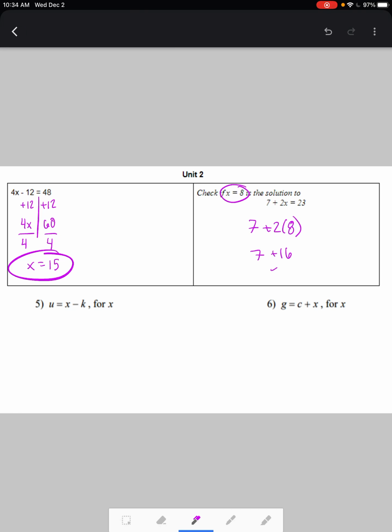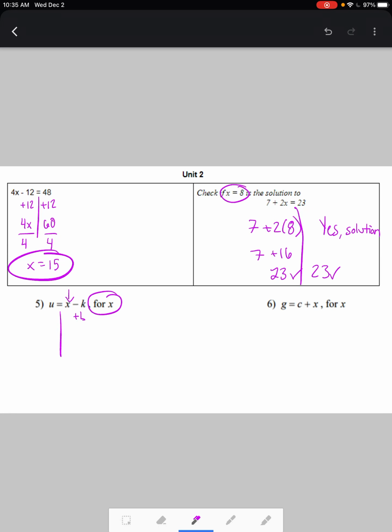Some extra practice on the bottom here, solving for a variable. So this is similar to solving for y in y equals mx plus b, except it might not be solving for y, it might be something different. Here they basically want to get x alone. So set up your equation and move everything that's not x to the other side.